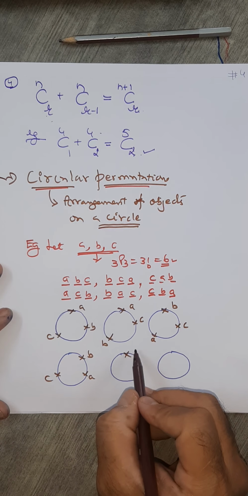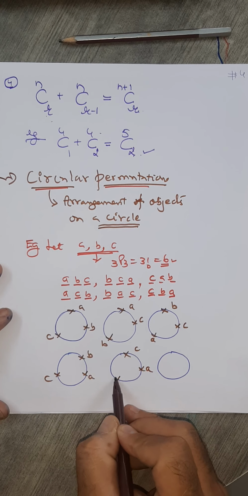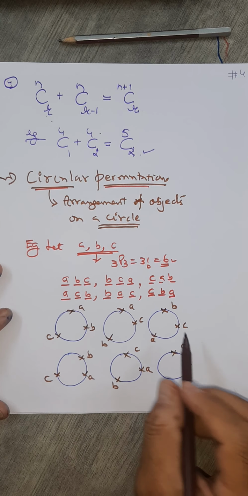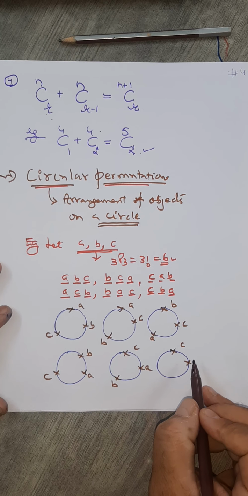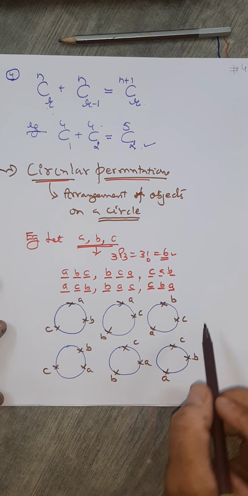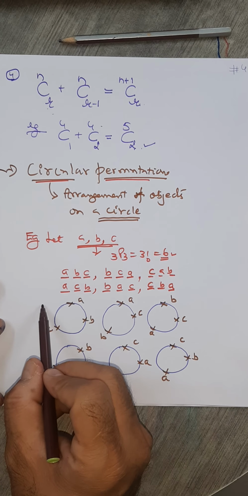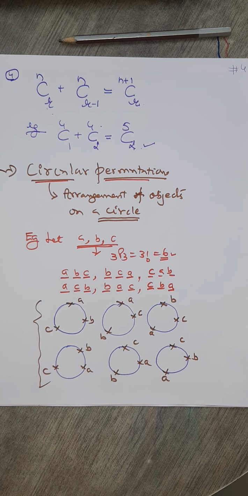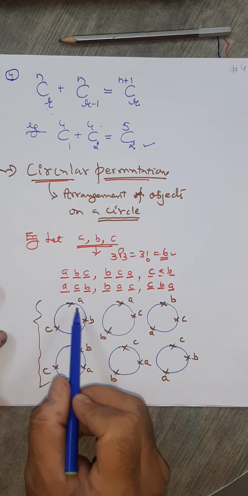Then I can have here C, A, B. And then I can have C, B, A. What I did is I have just arranged these words on a circle. So now these are circular permutations. But if you observe the 6 carefully, see here A, B, C.